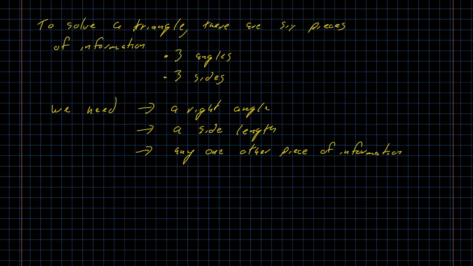We need to know at least one side length, right? Every triangle given the same angles is in proportion to each other, so we need at least one side length to set the scale. And then we need any other piece of information. If we have a second side, we have everything we need. If we have a second angle, we have everything we need.